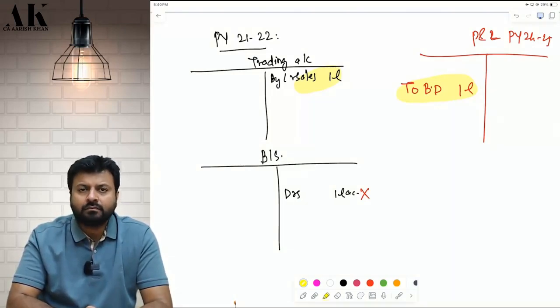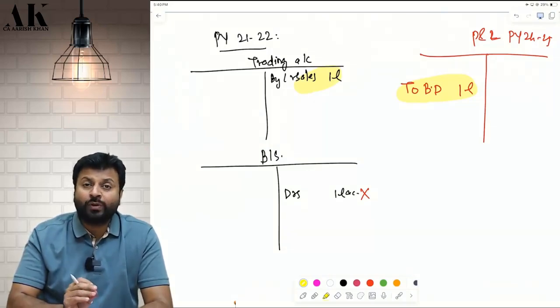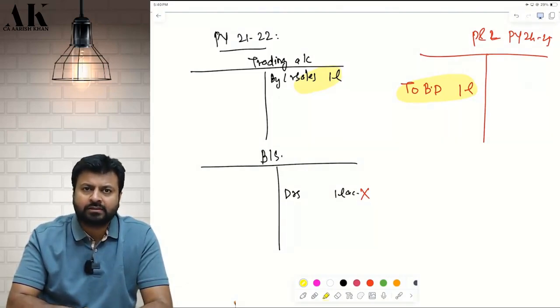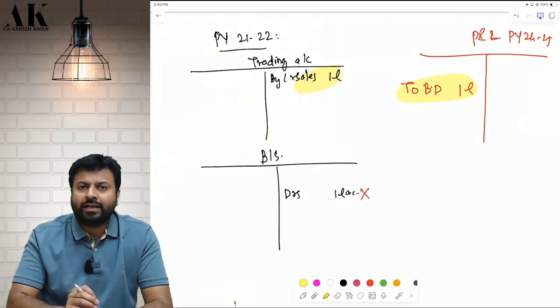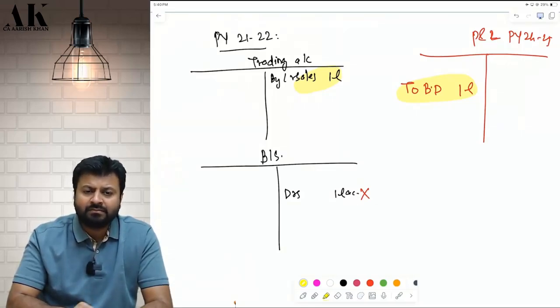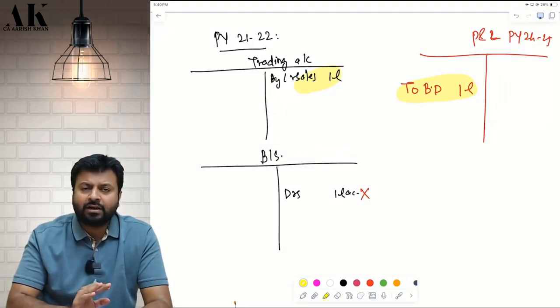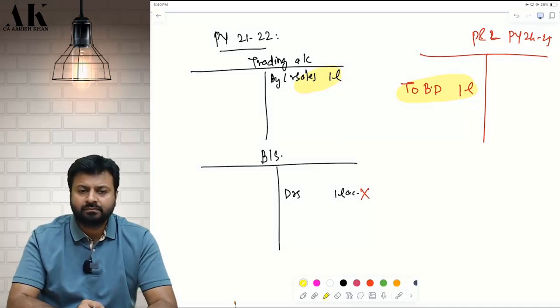Second thing, this section is only and only allowed for actual bad debts. It is not allowed for provision for bad debts. If there is a provision for bad debts like RDD, reserve for doubtful debts, or something like that, then this section will not take care of that. This section only takes care of which kind of bad debts? Actual bad debts. Are you clear? Only actual bad debts are covered in this section. Provision for bad debts are not covered in this particular section. Okay.